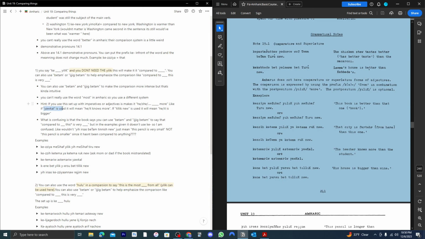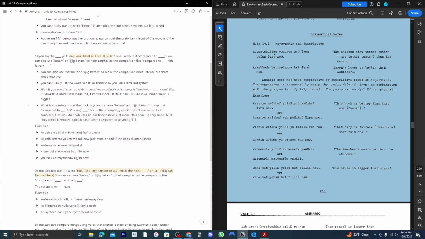So yaukal is like he knows, or he will know, or something, like he knows what it is. But if you compare it to someone, it means he knows more. If it's tilikno, like an adjective describing something, and you use it in this comparative system, it'll be like it is bigger than something else.